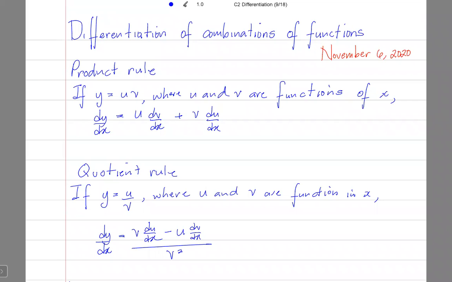So today we're starting November 6th. We're looking at differentiation of combinations of functions.